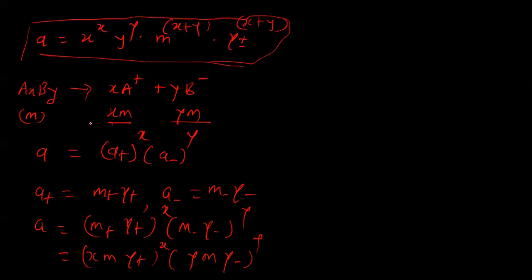Now this expression can be applied to any electrolyte, and we can derive the activity of that electrolyte, because there are various types of electrolytes. Thus we derived here the activity of the electrolyte. Activity is equal to X raised to X, Y raised to Y, M raised to X plus Y, and gamma plus minus raised to X plus Y, where gamma plus minus is called the mean molar activity coefficient of the electrolyte.